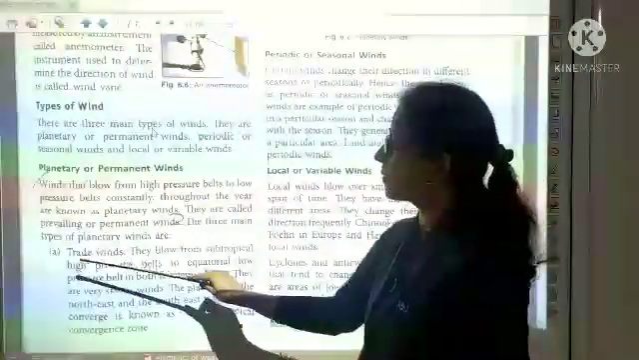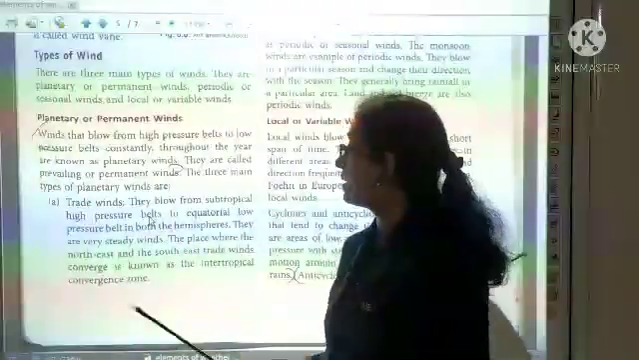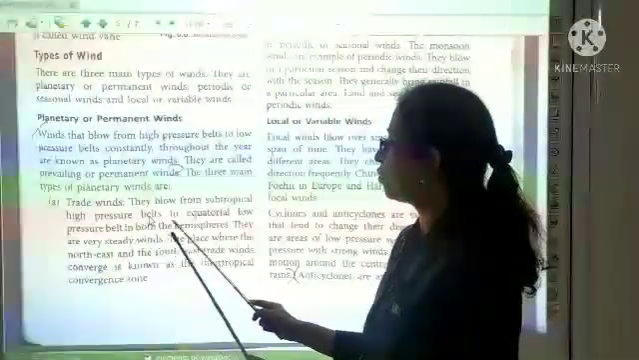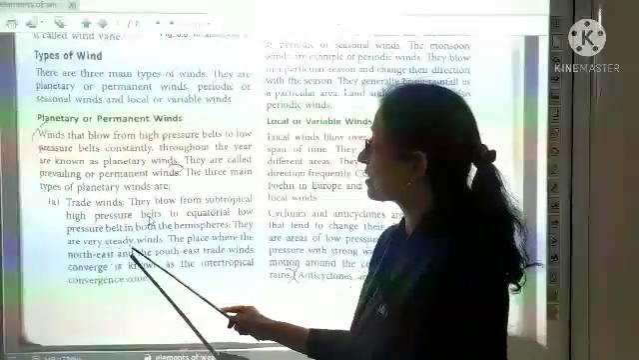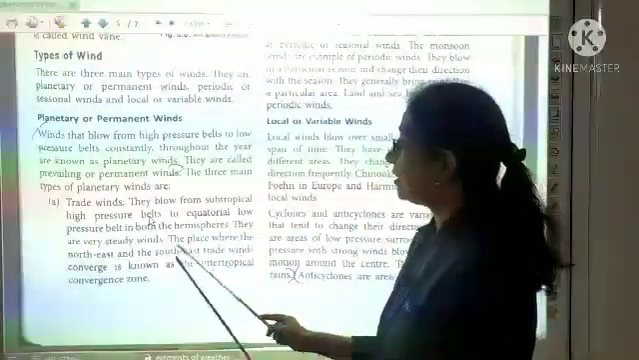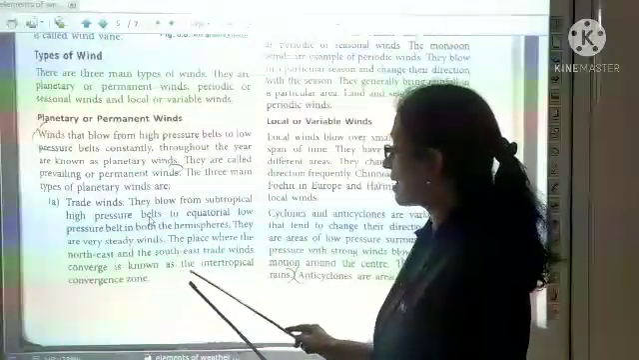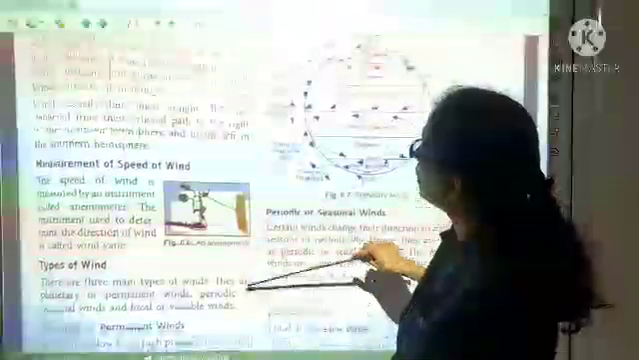We will learn three types of planetary winds. One is the trade winds. They blow from subtropical high pressure belts to the equatorial low pressure belt in both hemispheres. They are very steady winds. The place where the northeast and the southeast trade winds converge is known as the intertropical convergence zone. इसको trade winds बोलते हैं.